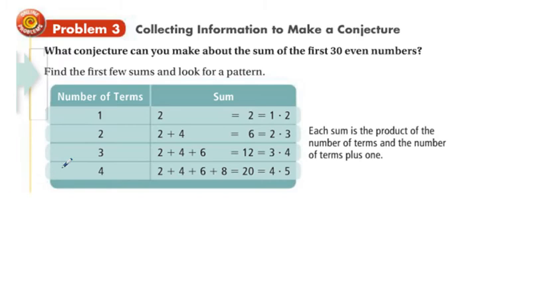Collecting information to make a conjecture. As we said before, you come up with a conjecture based on information that's given. So, what conjecture can you make about the sum of the first 30 even numbers? Let's take a look at what's given to us. Here I have one even number, 2, and the sum of 2 and nothing is 2. Let's take two even numbers, 2 and 4. The sum of 2 and 4 is 6. Let's take three even numbers, 2, 4, and 6. The sum is 12. And four even numbers: the sum of 2, 4, 6, and 8 is 20.